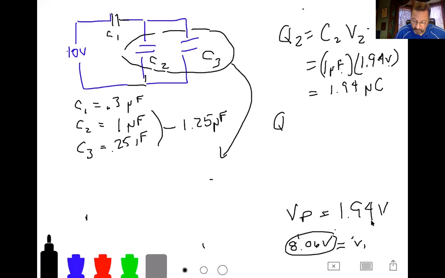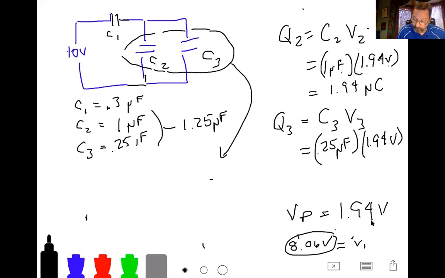If I'm doing the same thing with Q3, I take C3 and multiply it by voltage 3. Voltage 3 is also 1.94. They're in parallel, so they have the same voltage. And so I go 0.25 microfarads times 1.94 volts, and when I did that, I got 0.484 microcoulombs.